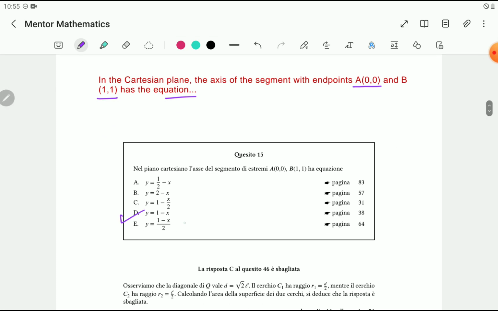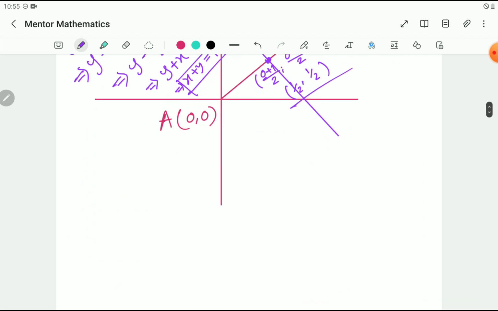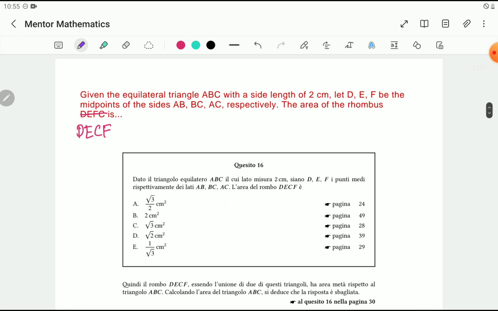Our answer is D. It can be written like this: x plus y equal to 1. Okay, let's move on to our next questions.